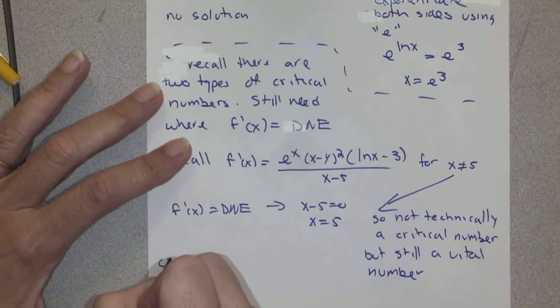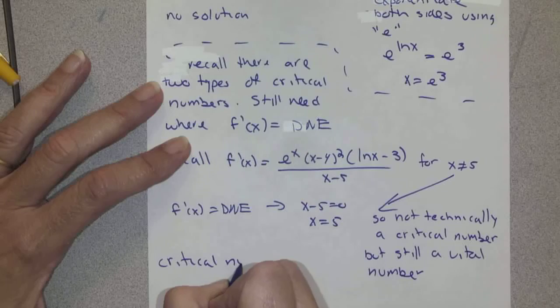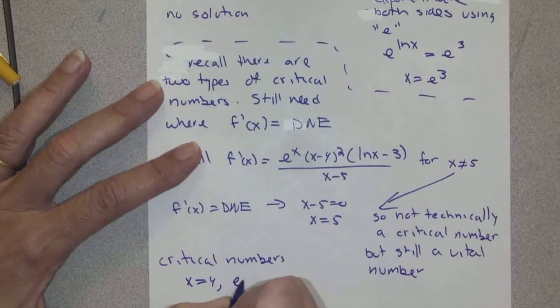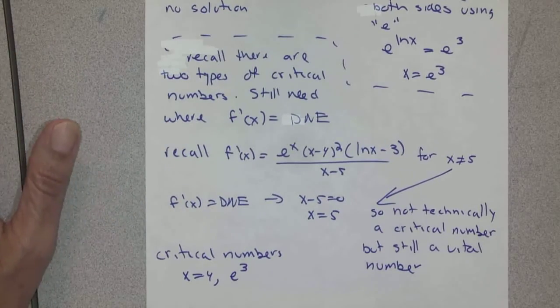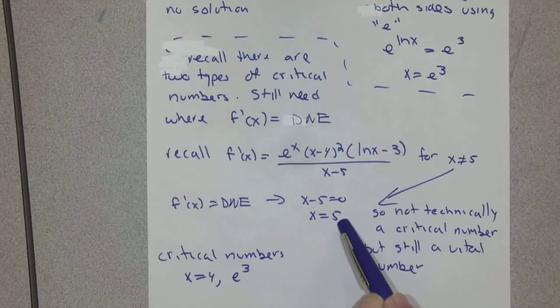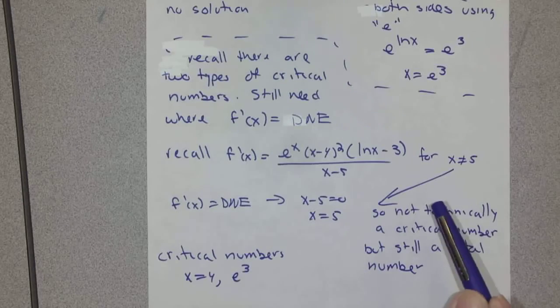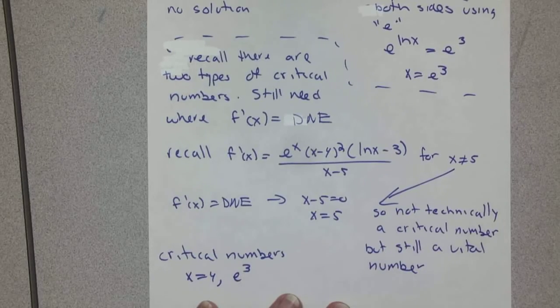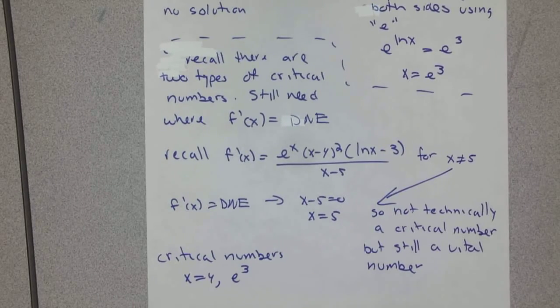So in this particular case, my critical numbers just turned out to be x equals 4 and e cubed. But again, emphasis. For me, if you call that a critical number, I will be fine. Technically, it's not. The computer won't like it. But it's still a number we need for all our future calculations. So always, always, always, if the derivative is a fraction, set that denominator equal to 0 to find where the derivative doesn't exist. So there are my critical numbers. We'll go on to the second part of this problem in the next video.